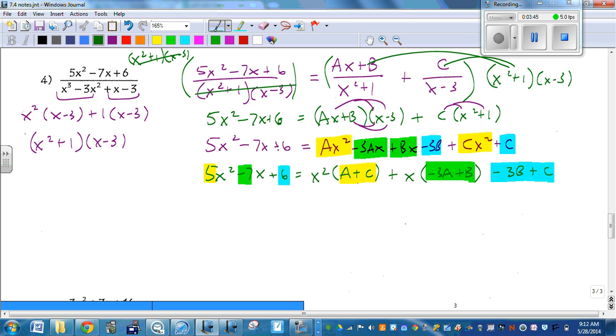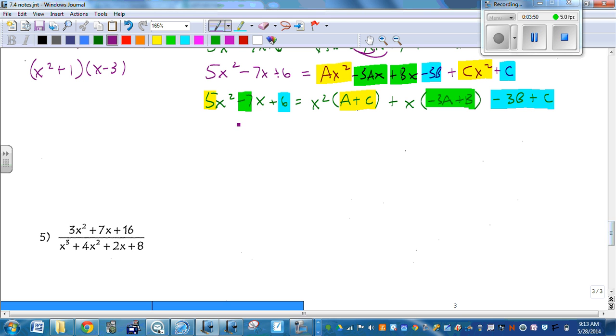So we're going to have 3 equations again. A plus c equals 5. Negative 3a plus b equals negative 7. And negative 3b plus c equals 6. So this one's a little tougher. We don't have just one variable in any of them like we did in the last problem. So what we're going to have to do is solve for a variable and substitute into one of the other equations. We could do it with any one of these equations. This first one's probably one of the easier ones to do.